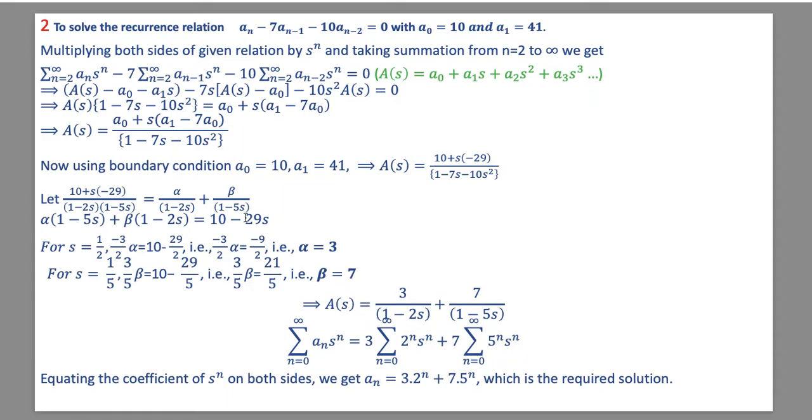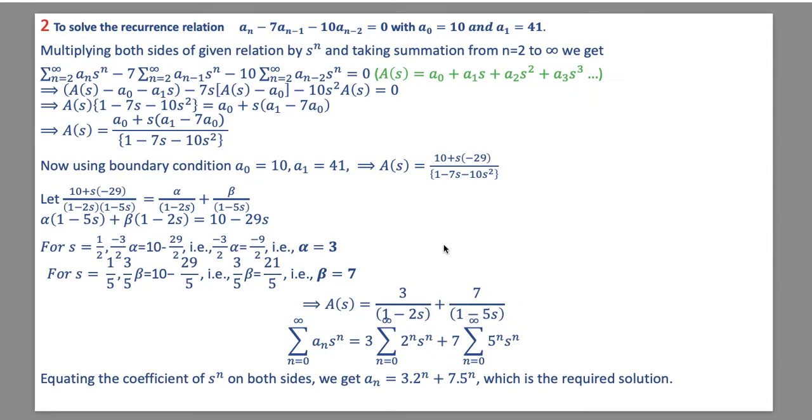Now to find the value of beta, we put 1 minus 5s equal to 0. It means s equal to 1 upon 5. So 1 minus 2 upon 5 is 3 upon 5 beta equal to 10 minus 29 upon 5. So it will be 50 minus 29, which is 21 upon 5, and this is 3 upon 5 beta. So it means beta equal to 7. So therefore we can write A(s) equal to 3 upon 1 minus 2s plus 7 upon 1 minus 5s.